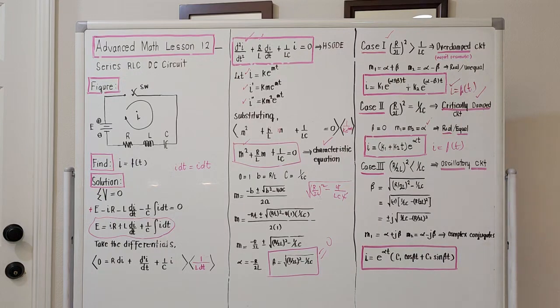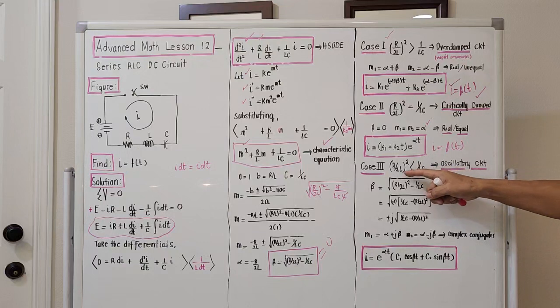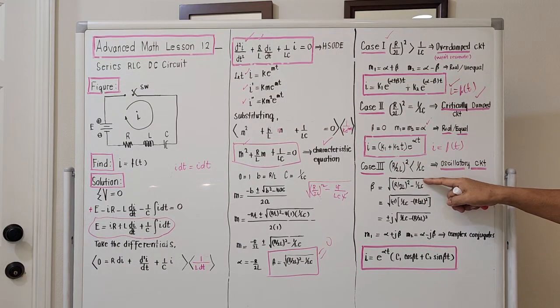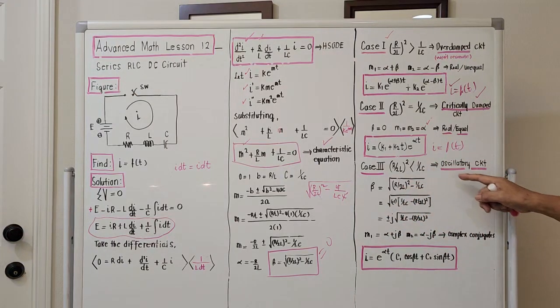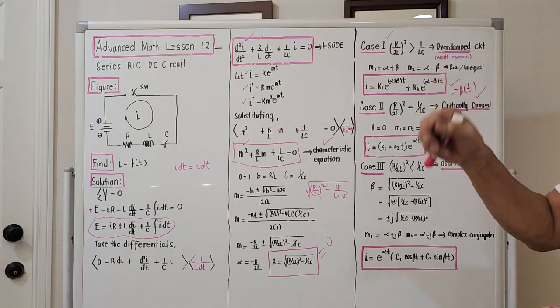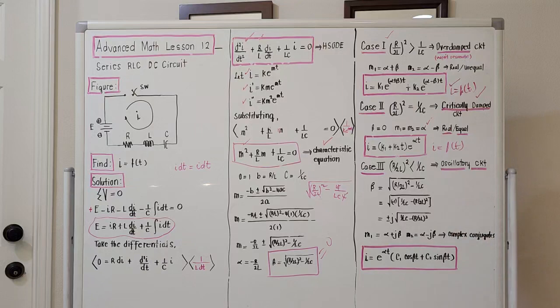For case number 3, this is the worst case scenario. In case 1 the first part is greater, in case 2 they are equal. In case 3, if the ratio (R over 2L) squared is less than 1 over LC, the circuit is said to be an oscillatory circuit. The graph will be something like this. It will oscillate.